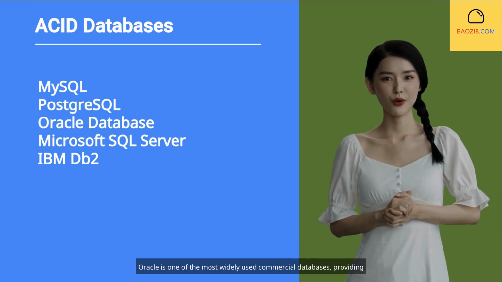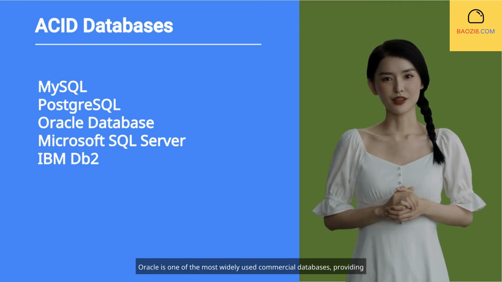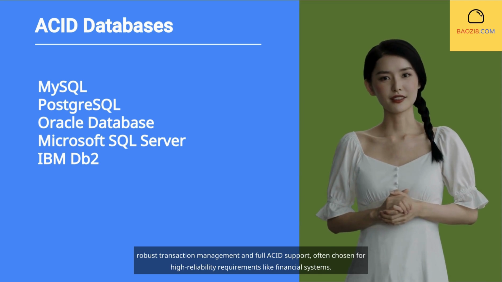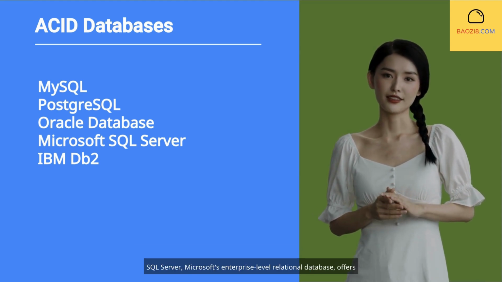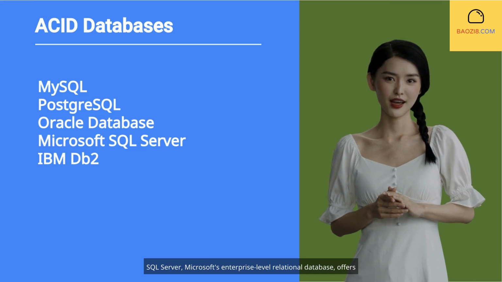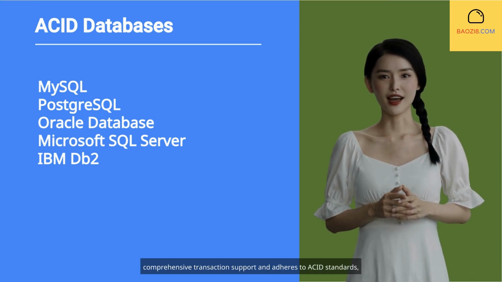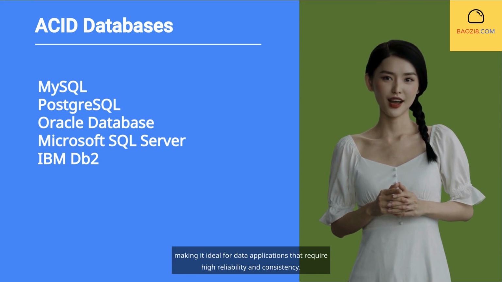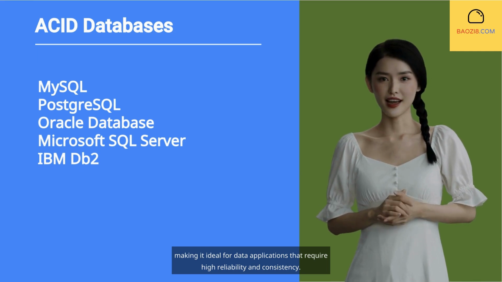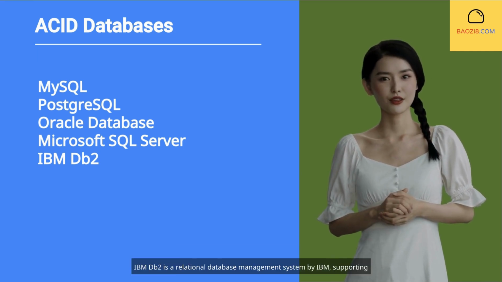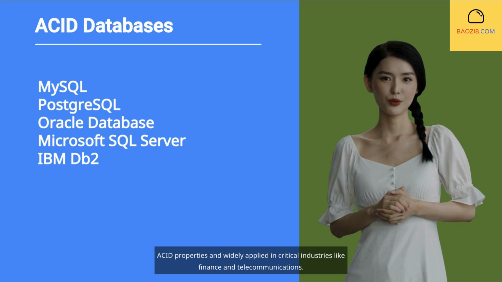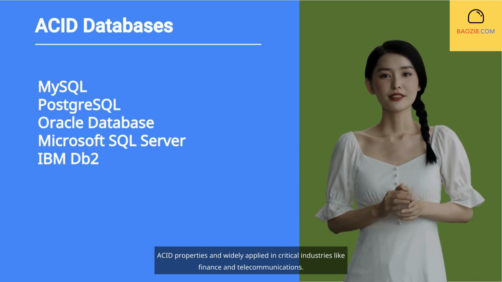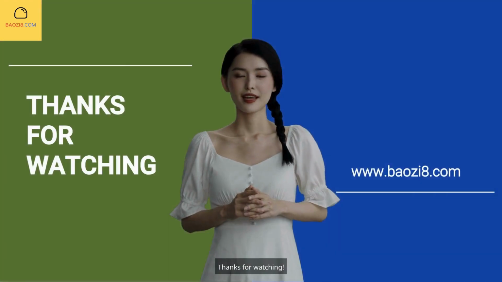Oracle is one of the most widely used commercial databases, providing robust transaction management and full ACID support, often chosen for high reliability requirements like financial systems. SQL Server, Microsoft's enterprise-level relational database, offers comprehensive transaction support and adheres to ACID standards, making it ideal for data applications that require high reliability and consistency. IBM DB2 is a relational database management system by IBM, supporting ACID properties and widely applied in critical industries like finance and telecommunications.